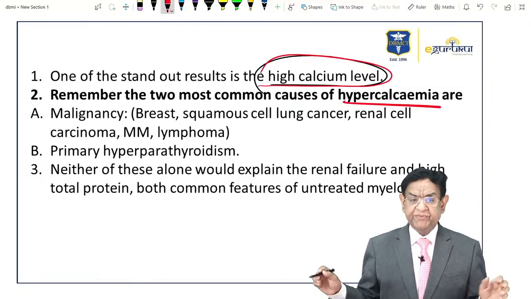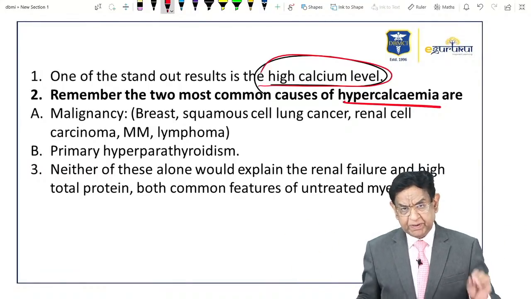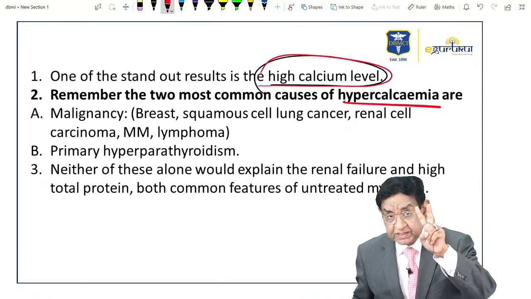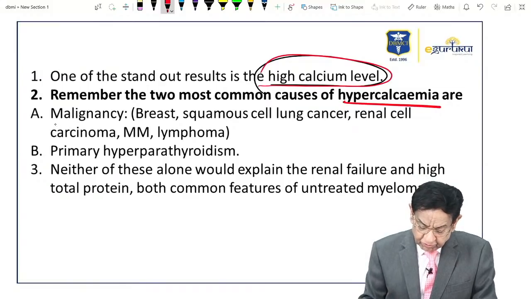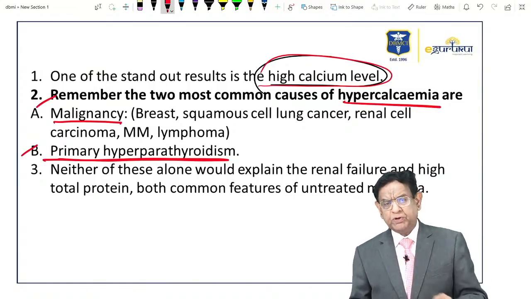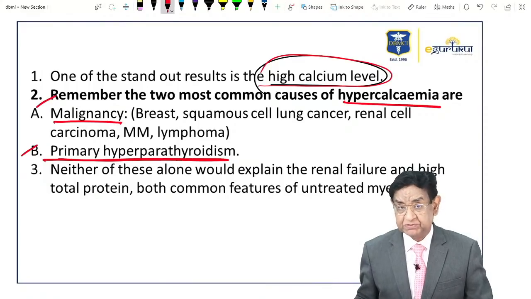Now remember the two most important causes of hypercalcemia. Of course, if you look into the books, a huge list of causes of hypercalcemia is there, but nothing should be discussed before we discuss two important causes. They include malignancy and primary hyperparathyroidism. They are the two most important causes which should always be thought of first before you go into any third diagnosis.